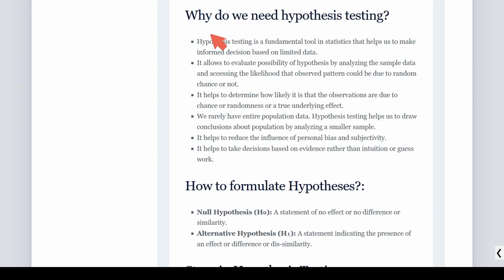Next thing is, why do we need hypothesis testing? So the conclusion over here is, instead of taking decisions based on influence or personal bias or subjectivity, it is good to take decisions based on evidence, based on data, rather than intuition or some guesswork. So that is the reason that we need hypothesis testing.